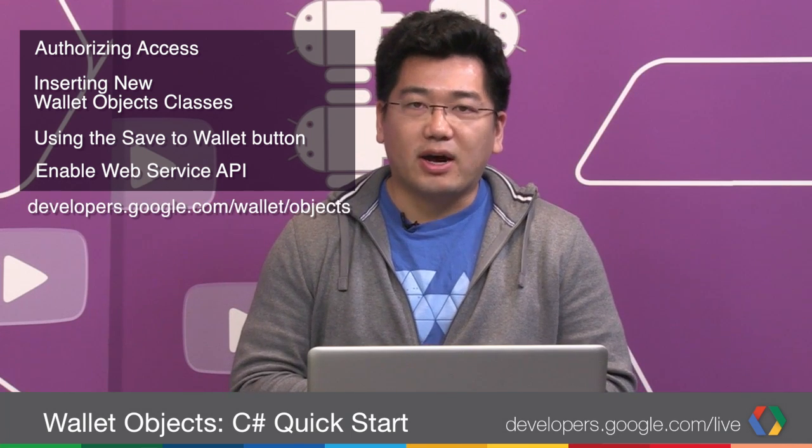You can find documentation about the API on our developer site at developers.google.com/wallet/objects. And to show you how to get this Wallet Objects quick start up and running, here's Mihai.